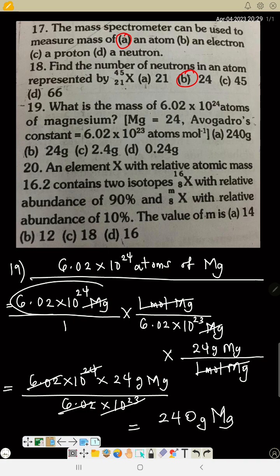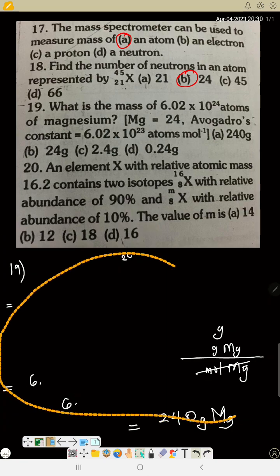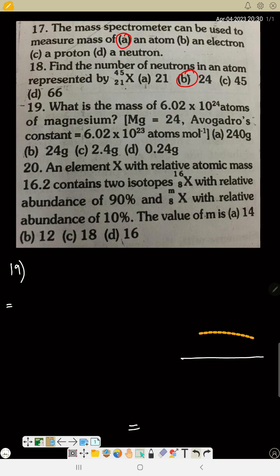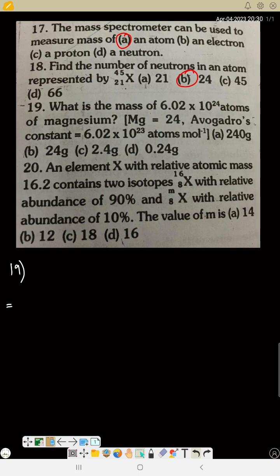Always start with what you have. From what you have, you will achieve your aim. Watch my video on more concepts, so I've explained this in details. So the next one, that means the answer here is A.